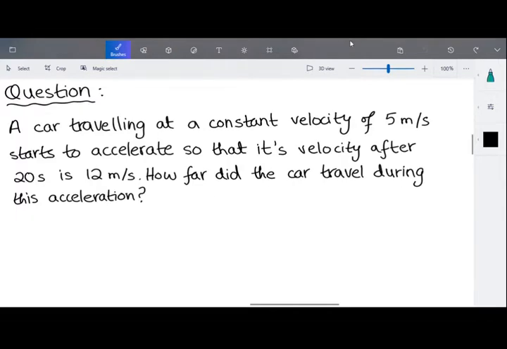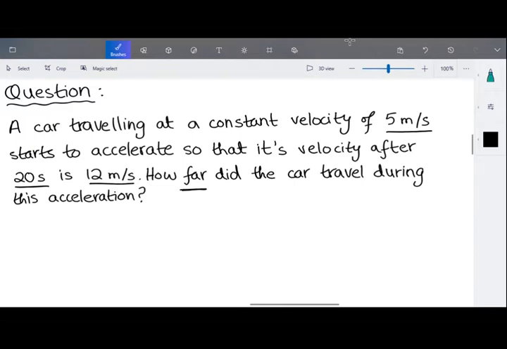Let's look at this example over here and try to figure out how we can use the equations to actually solve problems. So let's look at the question. It says a car traveling at a constant velocity of 5 meters per second starts to accelerate so that its velocity after 20 seconds is 12 meters per second. How far did the car travel during this acceleration? So they're asking us to find how far the car travels.